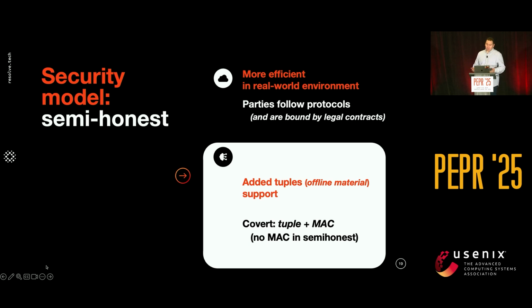Then we actually added the support for this offline material that I was telling you about before, because in this covert security model, the tuples also have a MAC, a message authentication code for authenticating the message. Instead, in semi-honest, there is no MAC, so they are much smaller to generate as well.